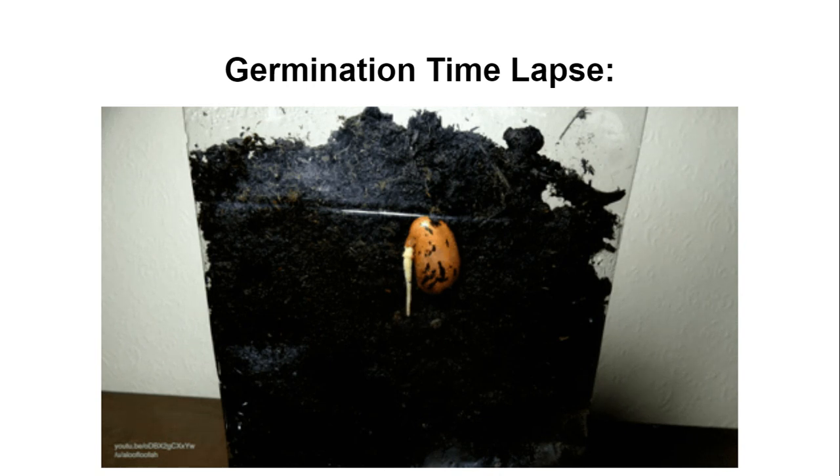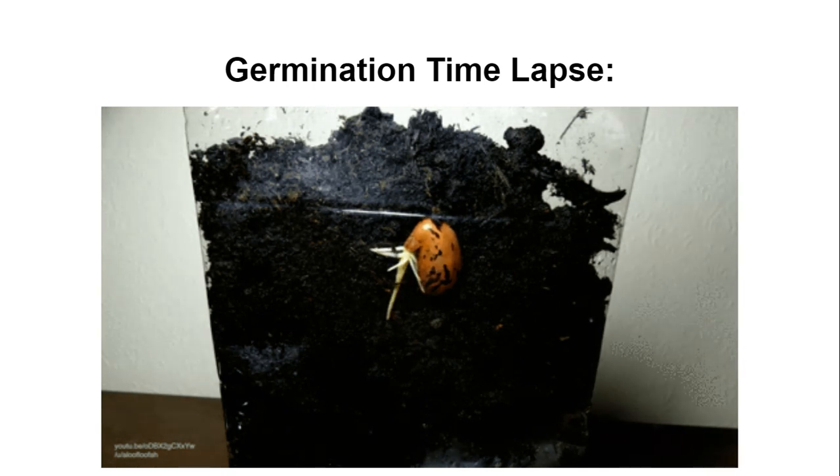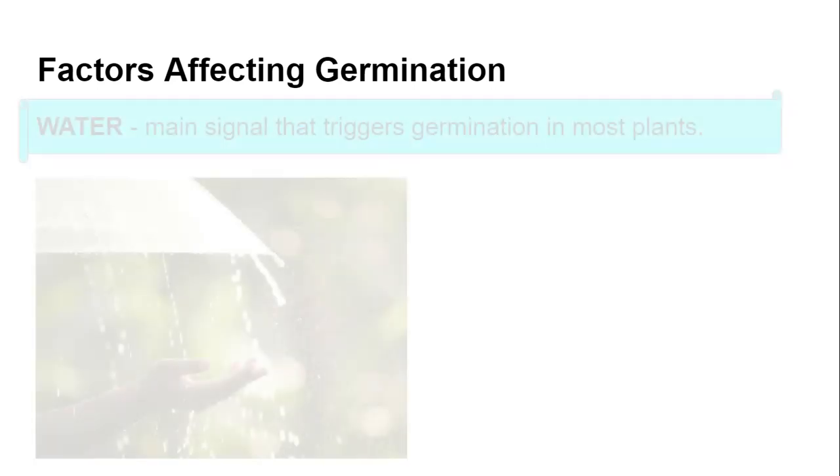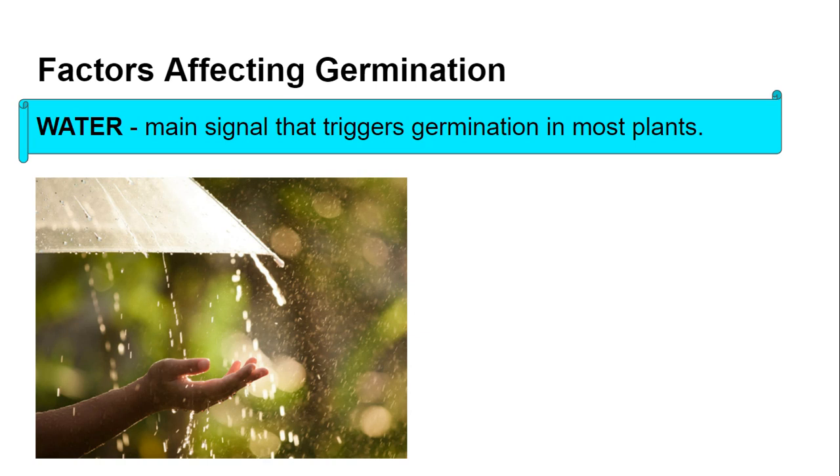So let's talk a little bit about how the seed, quote unquote, wakes up and how it starts to germinate. You experienced some of the factors that affect germination in the lab activity you did yesterday, one of which was water. Some of you may have chosen to test water as a variable affecting germination. And in most plant species, water is the main signal that triggers germination. So if the seed gets wet, then it will start to germinate.